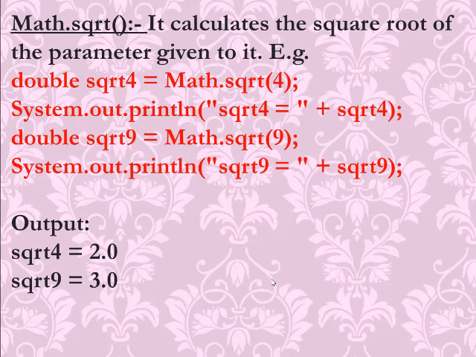Next is Math.sqrt. It calculates the square root of the parameter. So you know what a square root is? Like if you write Math.sqrt(4), 4 is the square of 2 and the square root of 4 is 2, so it will return 2.0 as the answer. Similarly, if you pass 9, 9 is the square of 3, so sqrt will return 3. So this function can be used to find the square root of any number.